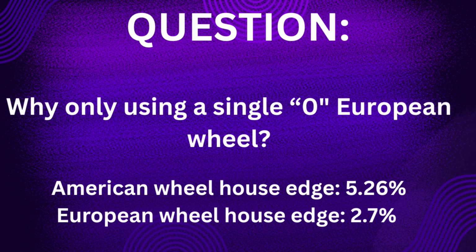Okay. Next question. Why only a single zero wheel? Well, initially we did have a double zero in there. We disabled it, and the reason is we typically play online, and we have the option to choose between a Euro wheel and an American wheel. It's a pretty easy choice considering the Euro wheel's house edge is only 2.7%, and adding that double zero on the American bumps it up to 5.3%. So almost double. Very easy decision.